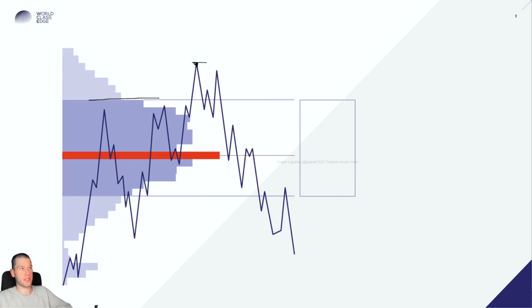When we are in price discovery and we go back into a value area, the highest likelihood is that we will trade through that whole value area or high volume cluster. And most of the times there will be a reaction at the POC.